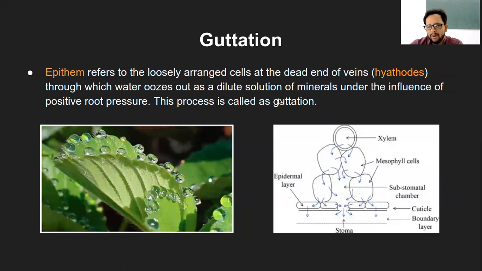So that is all about guttation. Just to revise this part: epithem tissue is present at the margin of the leaves, made of loosely arranged cells, and these pores of the epithem tissue are specifically called hydathodes. So usually the question comes as: transpiration happens through dash, guttation happens through dash, and you have to fill in the blanks. Transpiration happens through stomata and guttation happens through hydathodes. That is a very clear indication.